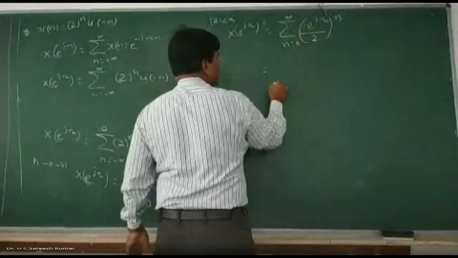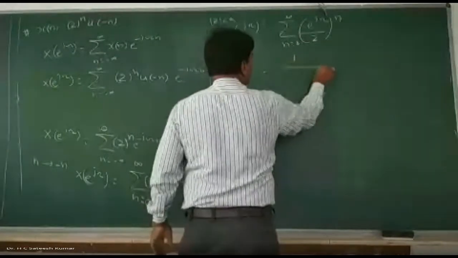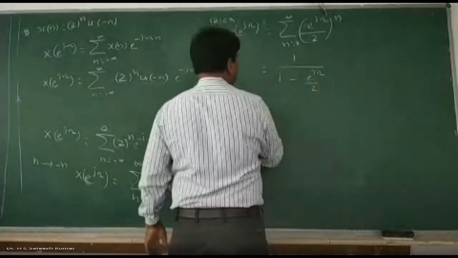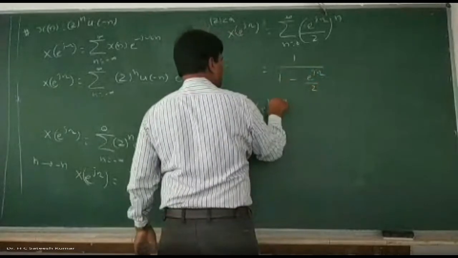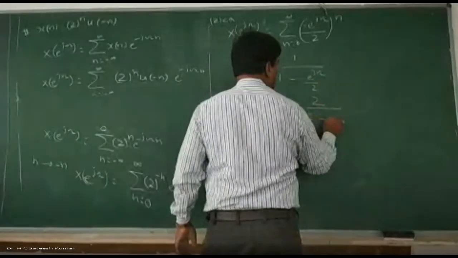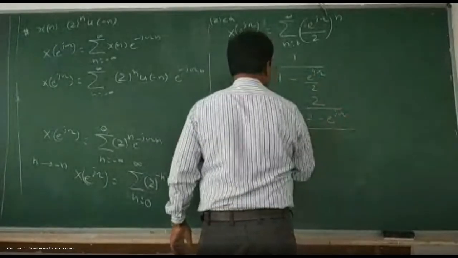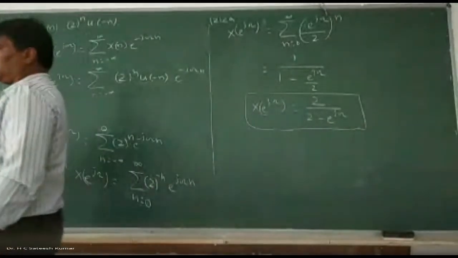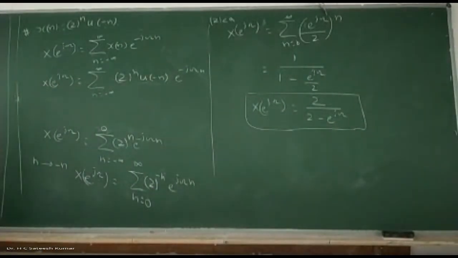So this is nothing but 1 divided by 1 minus e to the power of j omega divided by 2. Therefore, X of e to the power of j omega is equal to, taking the LCM and taking the 2 to the numerator, 2 divided by 2 minus e to the power of j omega. That's it. So this is the DTFT of 2 to the power of n into u of minus n. Right? Let us go for one more problem.